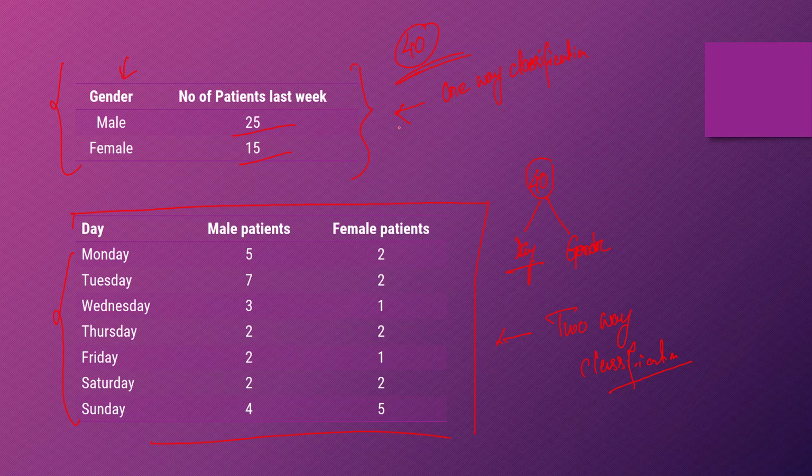This is one way, that means we are categorizing or grouping the data according to one character. Here we are grouping the data according to two characters simultaneously.